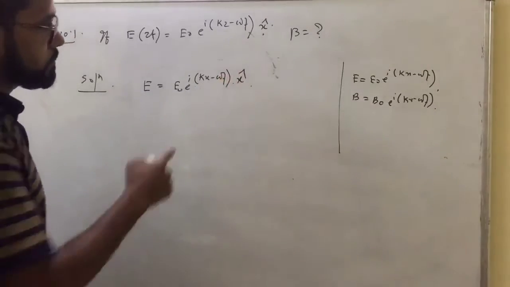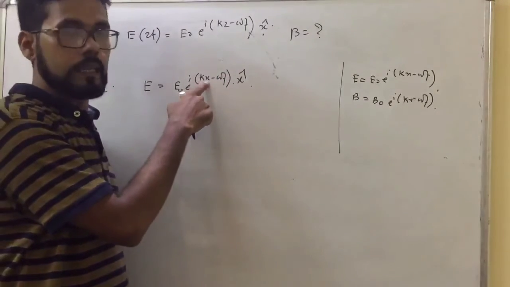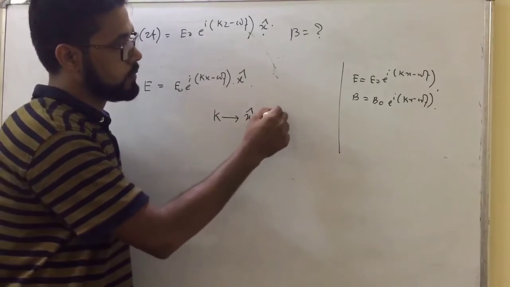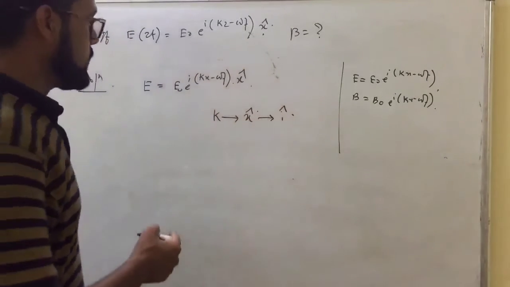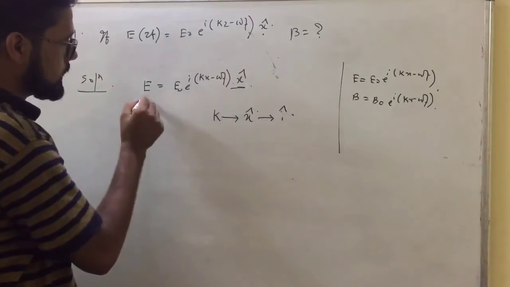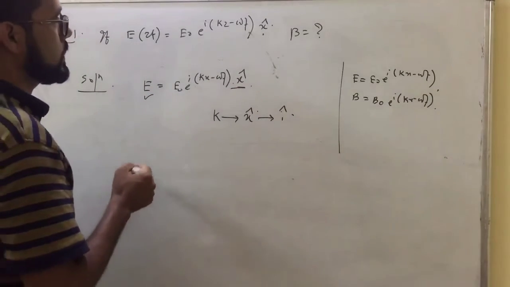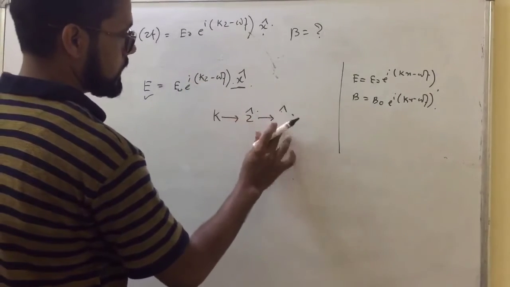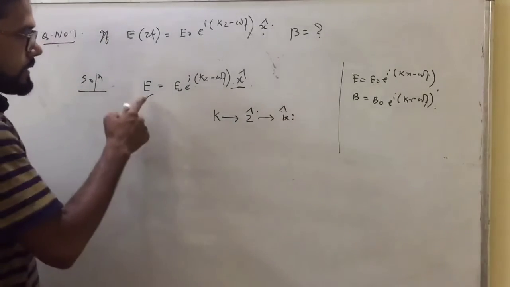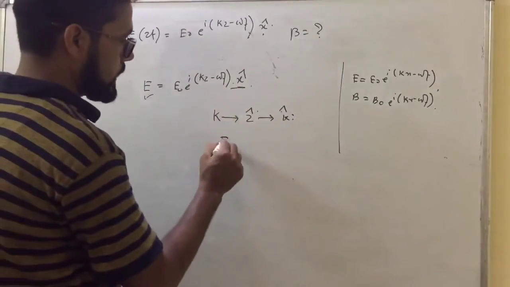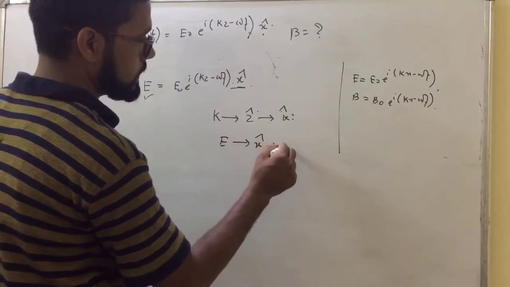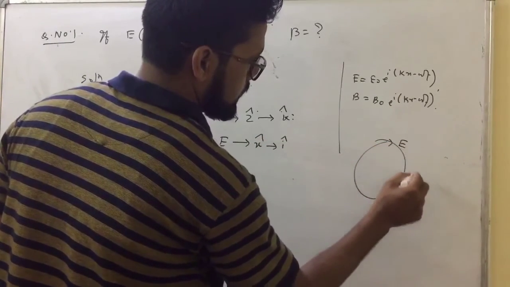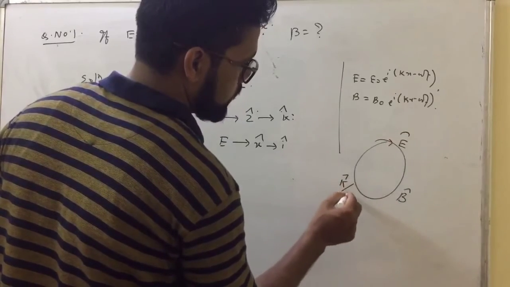Do not confuse, because the k vector is associated with z. That means the propagation direction is z cap, meaning it is propagating along the z axis. And E is associated with x, that means E is along x cap, or you can say i cap also. If we see this diagram: electric field, magnetic field, and propagation direction or Poynting vector.